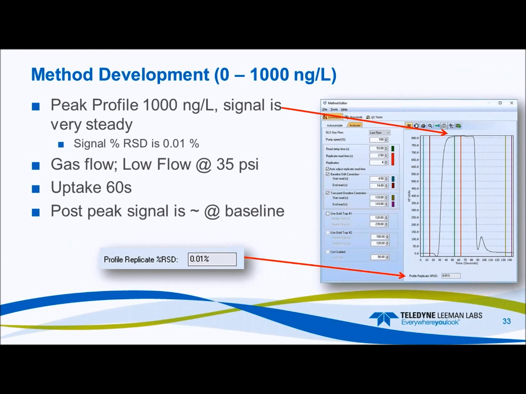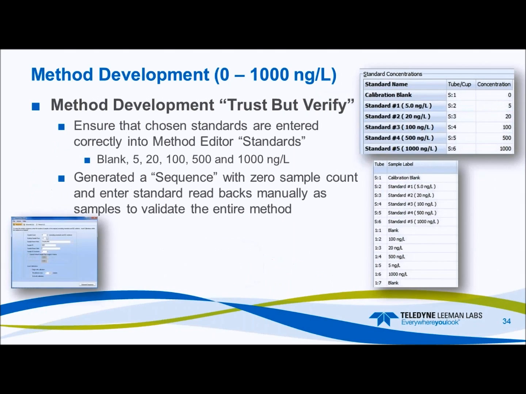So then I'm going to peak profile again to validate. So once I did those changes, my percent RSD went to 0.19, and then when I do an actual peak profile with the new changes, it came in at 0.01%, so it's almost flat. Can't really improve too much on that. So the gas flow at 35, uptake at 60, post-signal base is at baseline, so I'm just going to leave it. So let's go with this. We need to trust but verify.